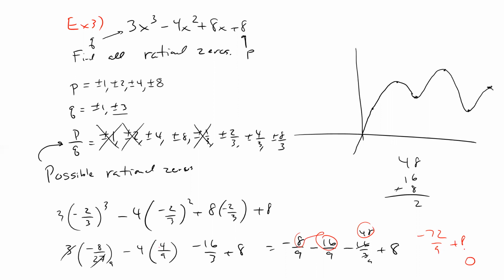Okay, notice the connection though. We see it on the graph as well. That looked like -2/3, right? We did the math behind it. It gives us the 0. And so let's go a little bit more. Even though it says this, find all the rational zeros.